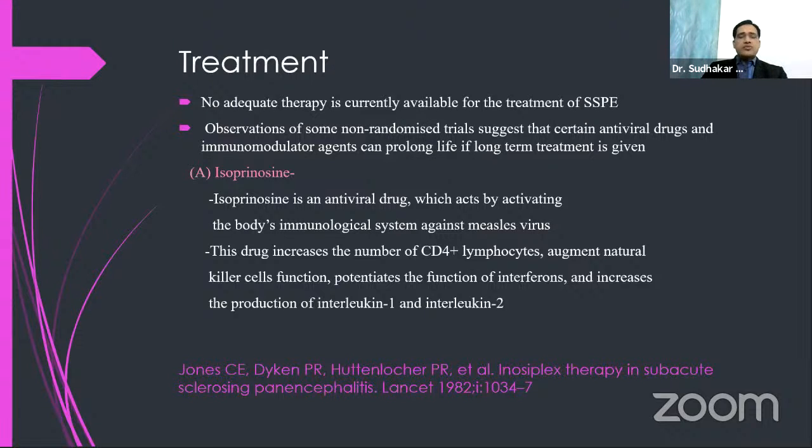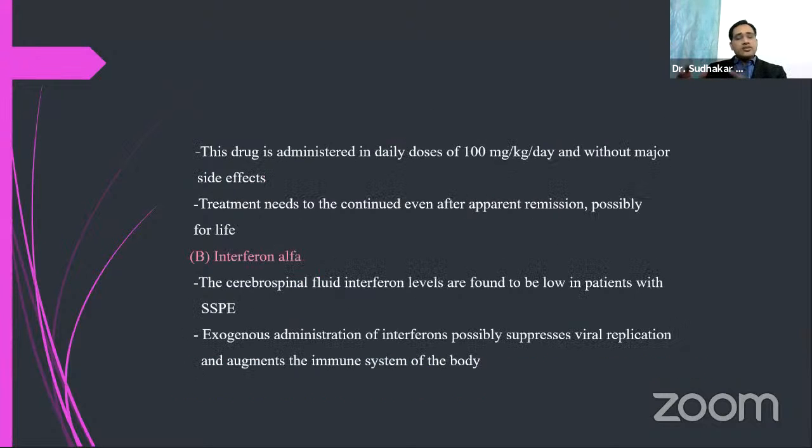We all have heard the name of this medicine. It is basically an antiviral drug which acts as an immunomodulator, and it activates the body's immunological response against the measles virus. It increases the CD4 counts, augments natural killer cell function, and increases the production of interleukin 1 and interleukin 2. The usual dose is 100 milligram per kg per day, and it does not usually have much side effect. Even after the patient goes into remission, the medicine is to be continued for extended periods, sometimes possibly lifelong.